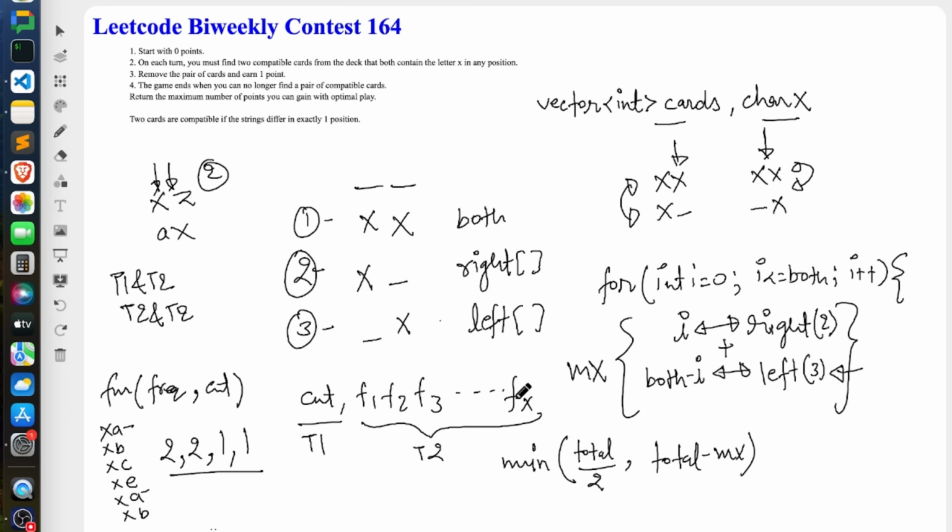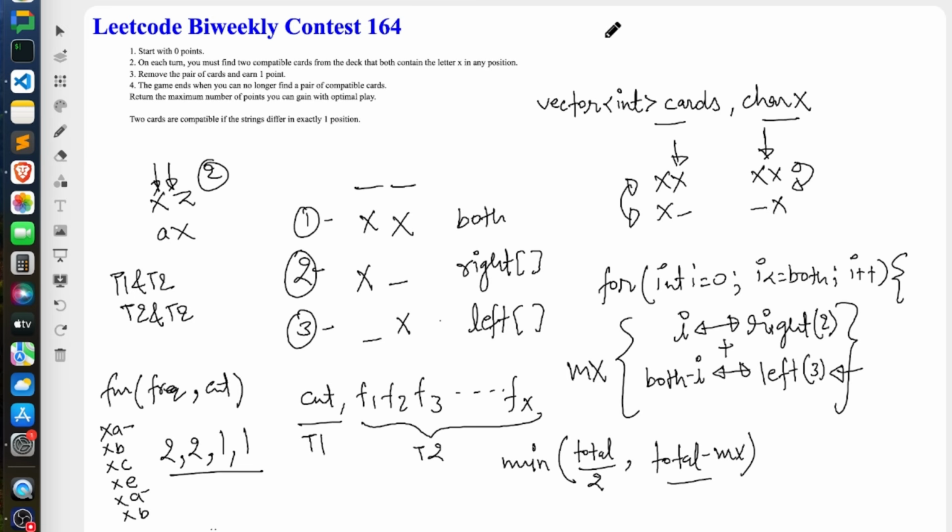So let's say these are f1, f2, fx. Now your total number of compatible pairs would be the minimum of total by 2, comma, total minus x. Let's see how. We know that the total is essentially the sum of all these cards. We know that the maximum number of pairs which can go is only total divided by 2, because for a pair you need 2 cards. So it will be total divided by 2, comma, and the second part is total minus x.